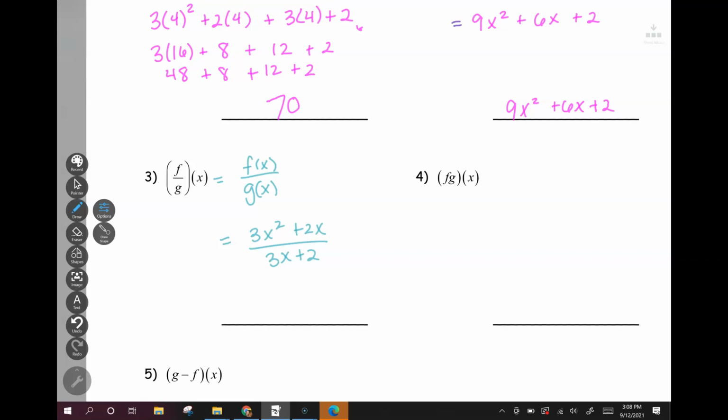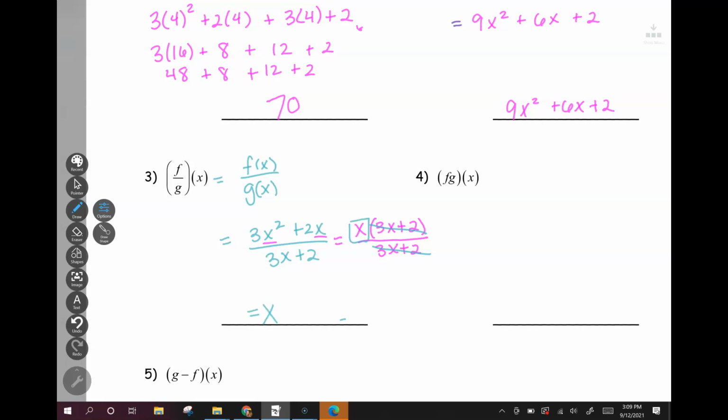Now the tempting thing to do is a lot of people just want to maybe cancel the 3's, cancel the 2's, but that is not an option. When there are plus or minus signs involved, you can't start canceling things. You need to factor first. And so I can factor an x out of the numerator. That's called a GCF. They both have an x. So I'll take that x out. I'm left with 3x plus 2. Well, how convenient is that? Look, I've got 3x plus 2 on the top, 3x plus 2 on the bottom. Those cancel. I'm just left with x.